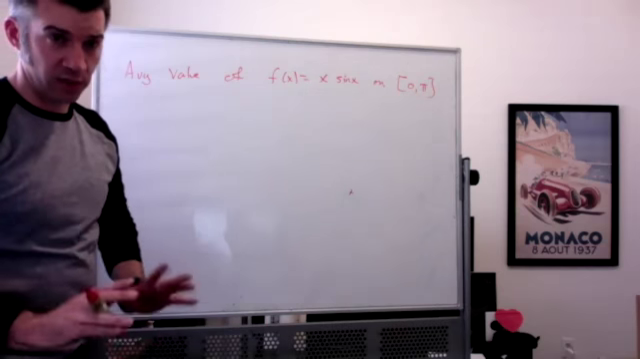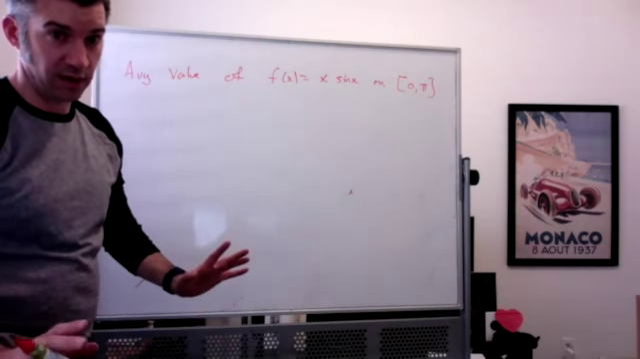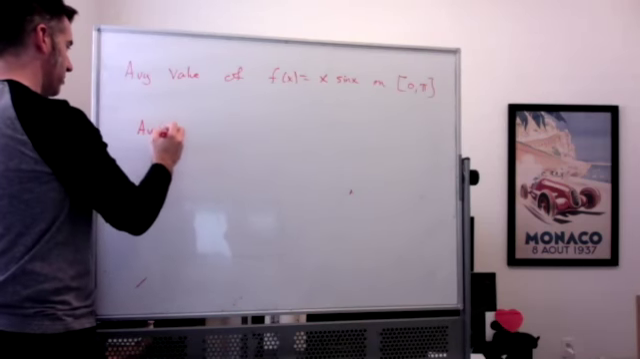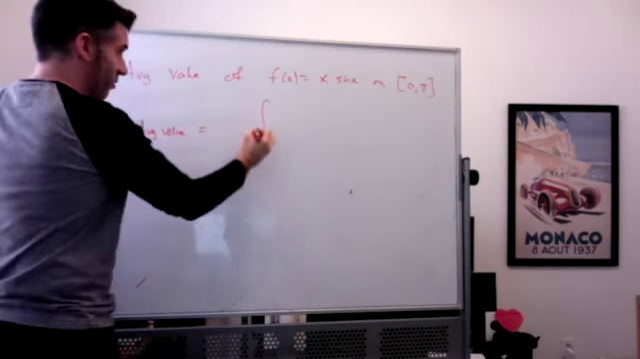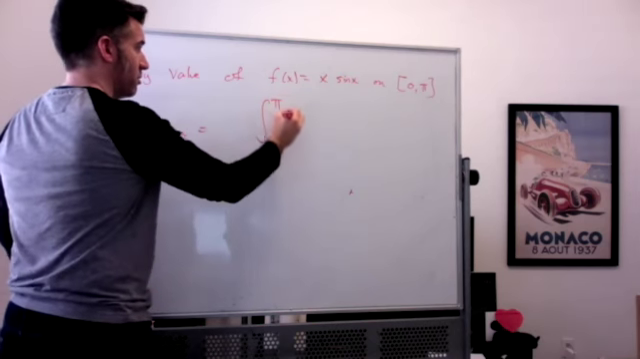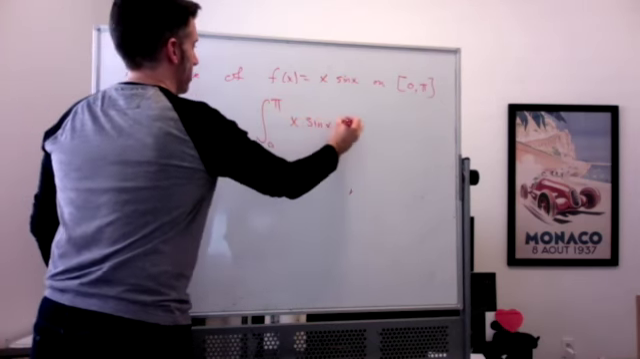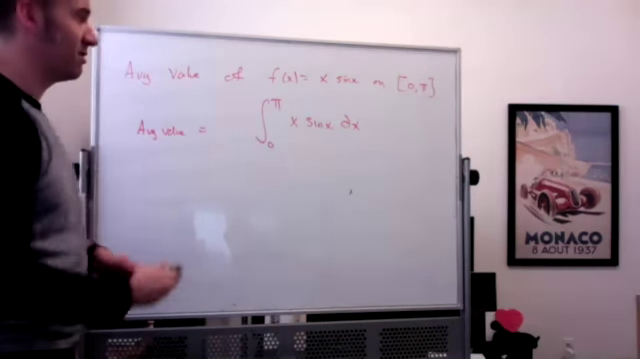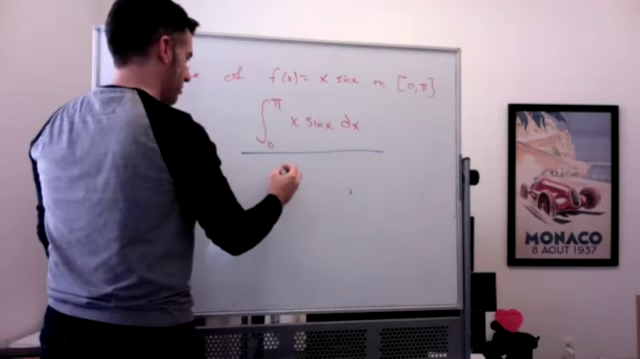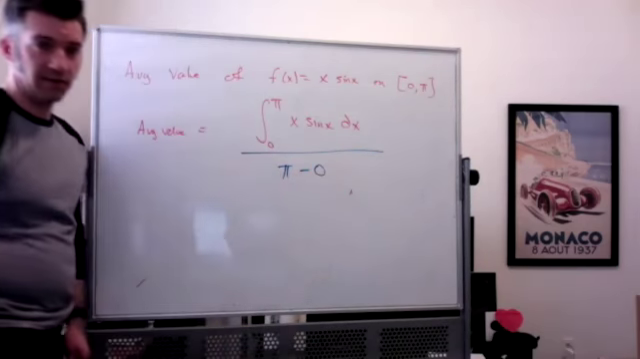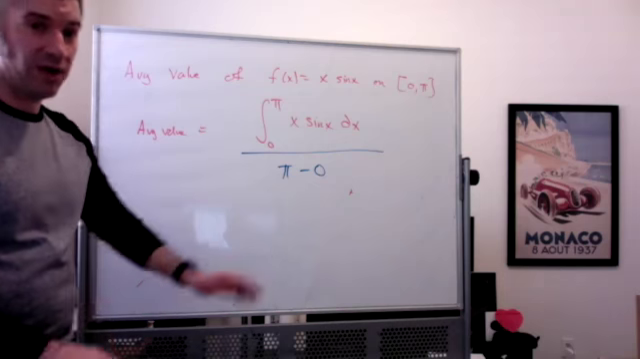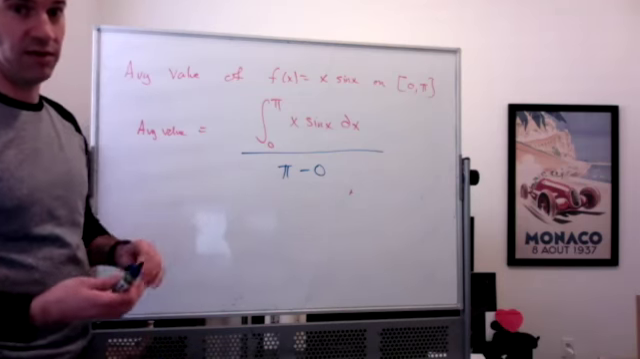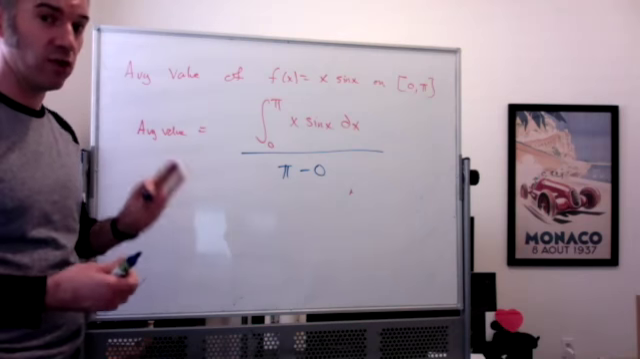Average value is super easy if you know how to integrate. The average value is just the integral of the thing, and the only thing that makes it the average value is that you divide by the length of your interval. So if you know how to integrate, you know how to find average value. You just find the integral and then divide by however long your interval is.